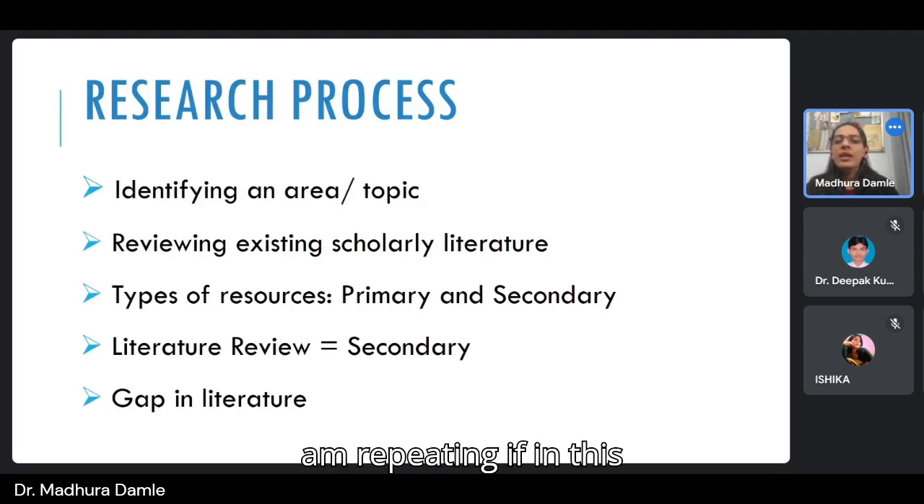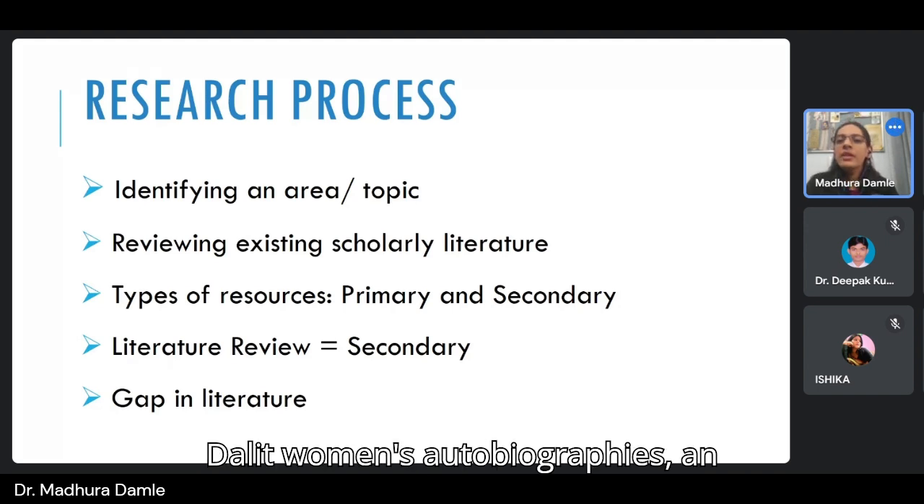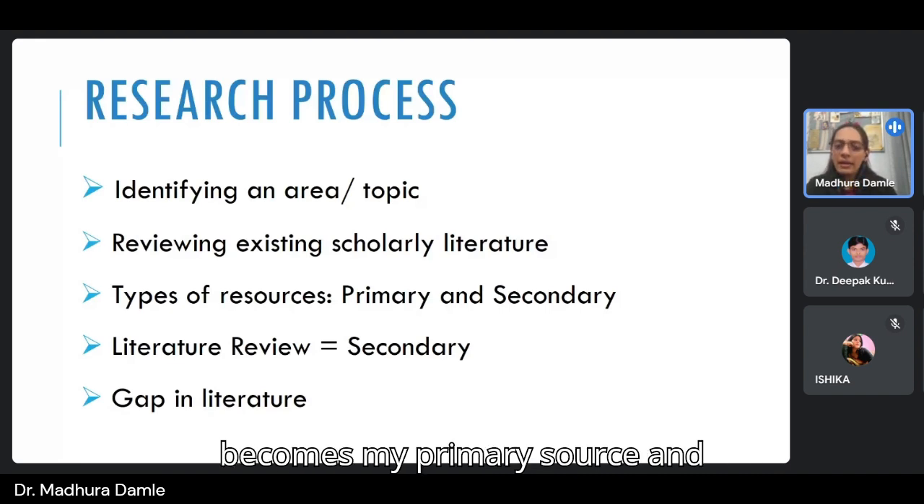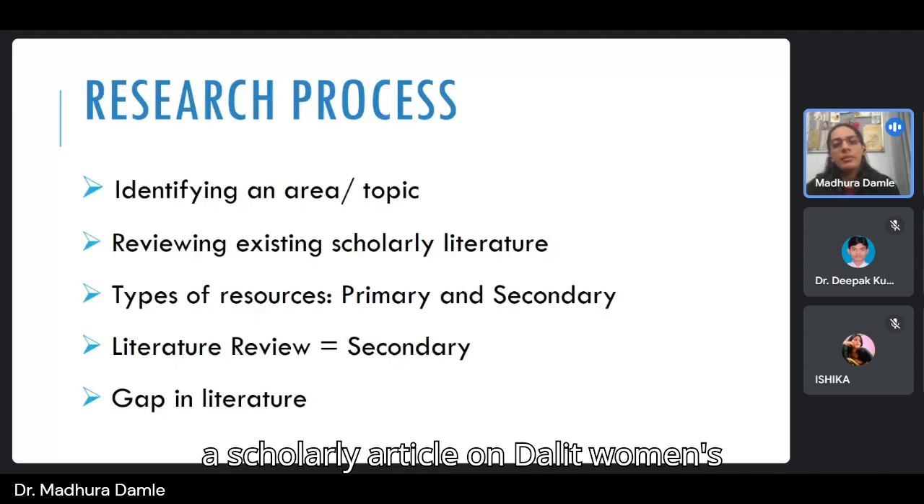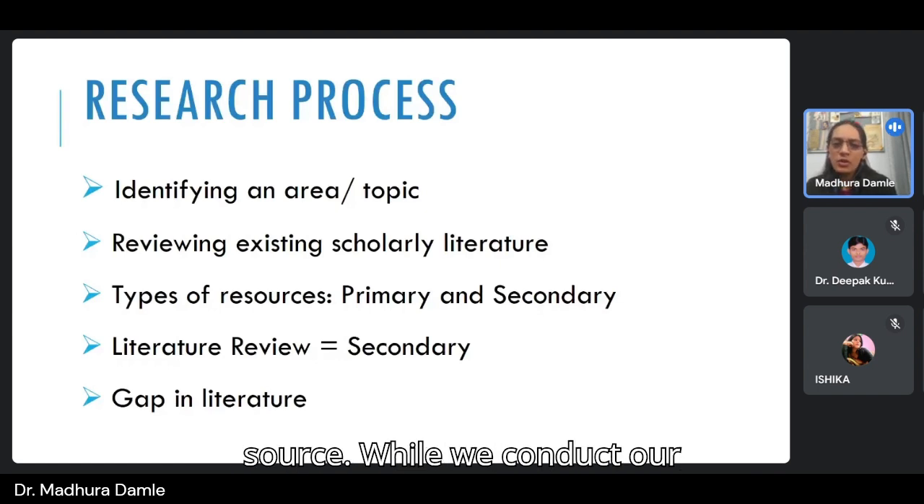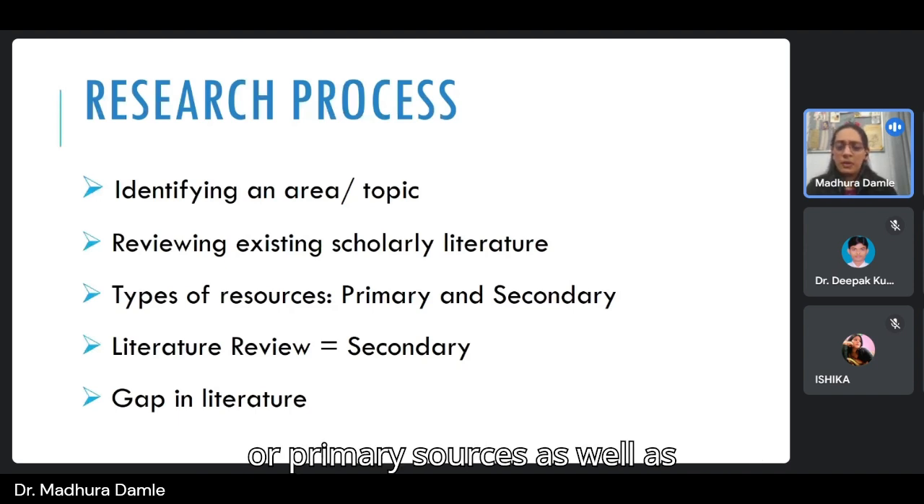I am repeating. If I am working on Dalit women's autobiographies, an autobiography written by a Dalit woman becomes my primary source. And a scholarly article on Dalit women's autobiography or Dalit literature in general becomes my secondary source. While we conduct our research, we use both kinds of resources, primary sources as well as secondary sources. However, in literature review, we generally review secondary sources only.